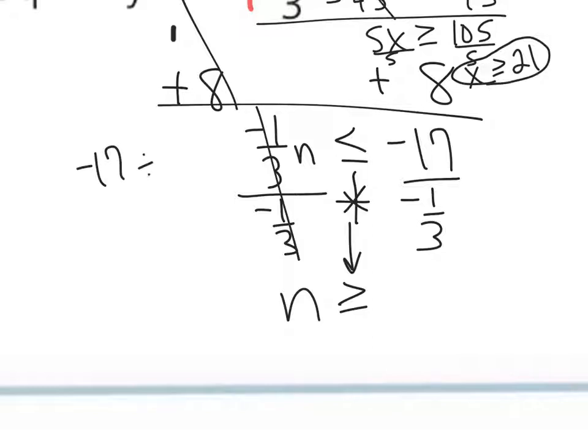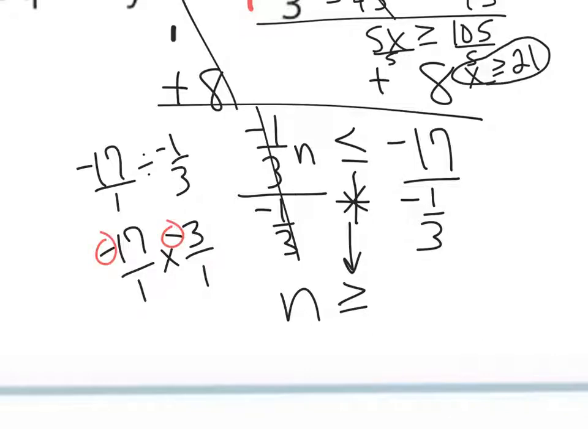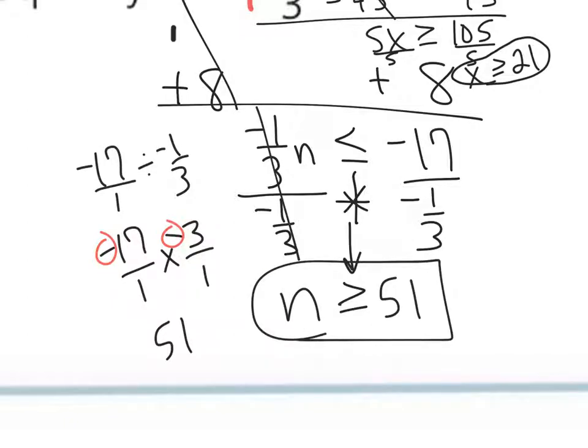When we do this, remember dividing fractions, how do we do that? It is keep, change, reciprocal. Normally they go ahead and put the negative up with the numerator. When you work this out, negative times negative is a positive. 17 times 3 is 51. So n is greater than or equal to 51.